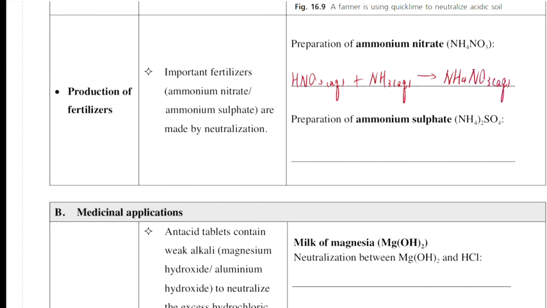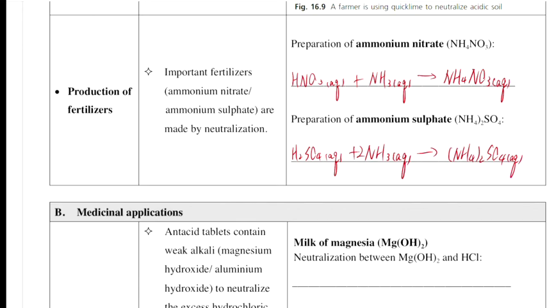Okay, and also we have ammonium sulfate. That's also an important fertilizer, which is made using sulfuric acid together with ammonia solution. It would give us ammonium sulfate. Remember to balance the equation.